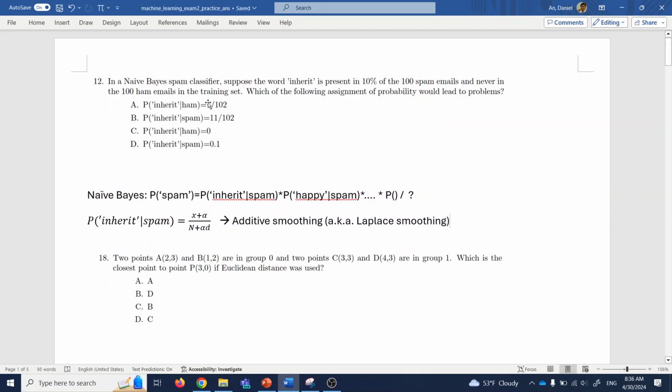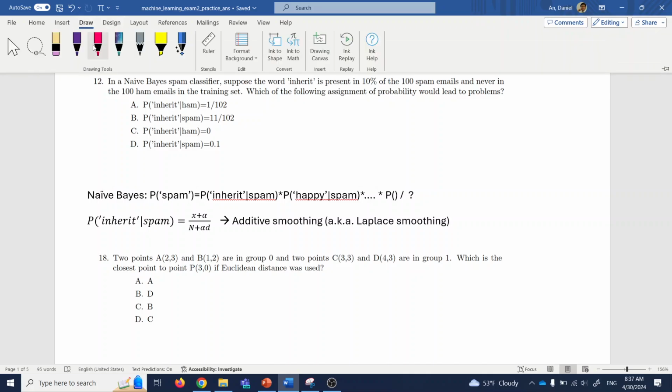And as you can see, that's the thing that would be applied here if you assume that d is 2 and alpha is 1. Then the probability will be like that. Now, you could just say inherit given spam is 0.1. That's not causing any problems. D also is not using the additive smoothing because we're just doing 10% as 0.1, but that's not the cause of the problem. The most problematic part is the C, because once you say the probability is 0, then when you do this multiplication, you would get 0 regardless of any other words that you see in there. So that's why you want to say the answer is C.